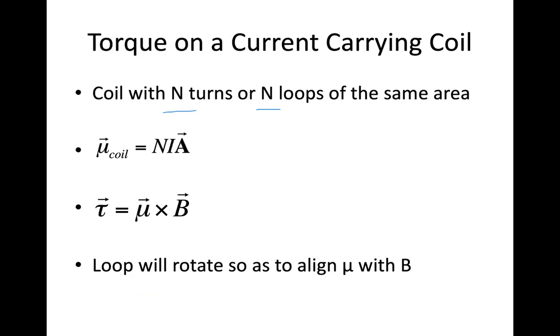Okay, so we can amplify this torque by creating lots of little loops. So we're going to use torque as mu cross B. Remember that mu points perpendicular to the page. But we're going to add this extra N that tells us the number of coils. And the loop is going to rotate so that mu aligns with B. That's what it wants to do. That's its moment, its inertia. But this time it's a magnetic moment.